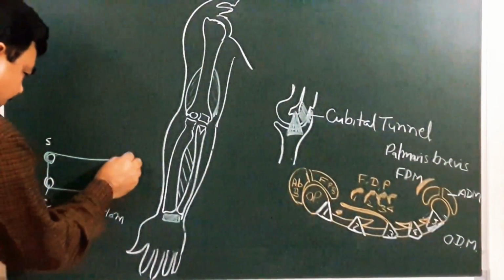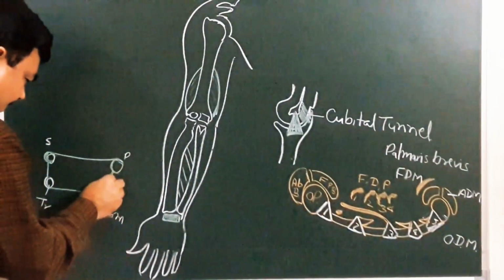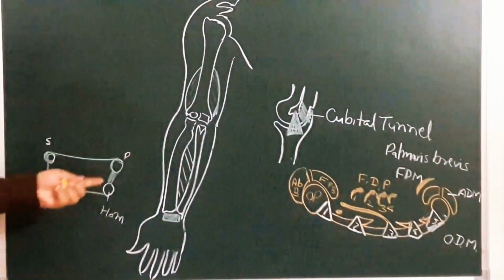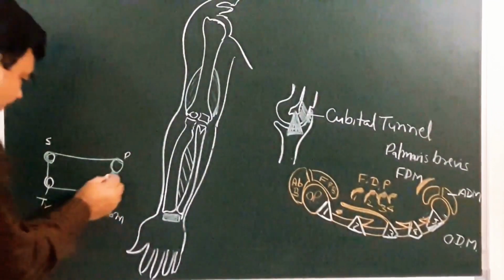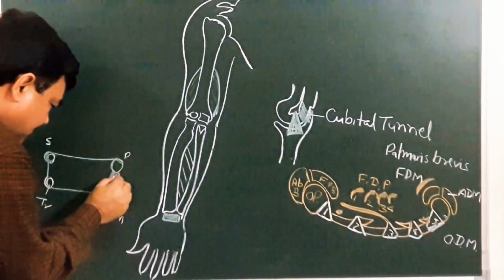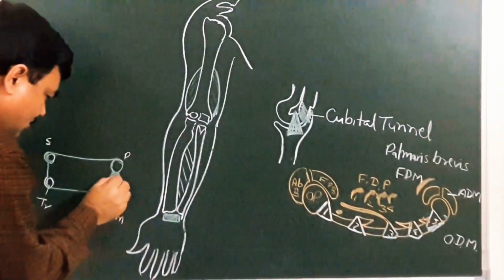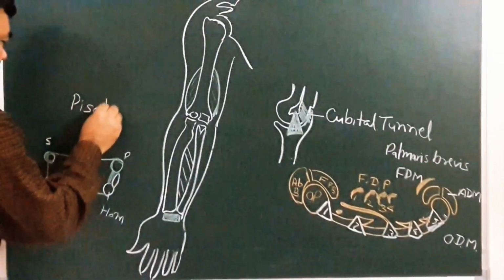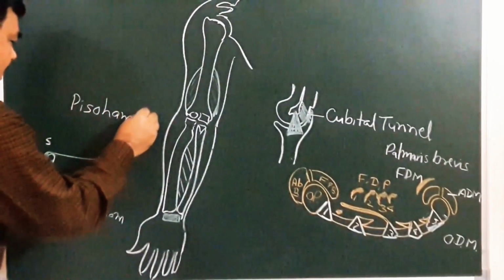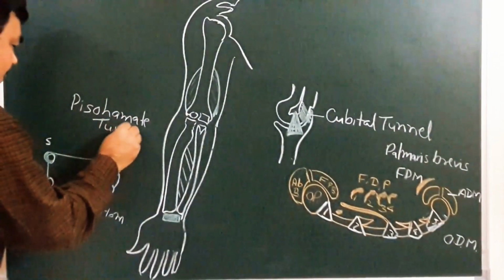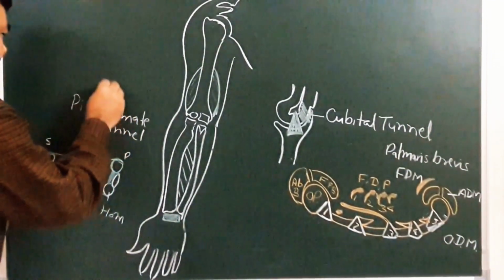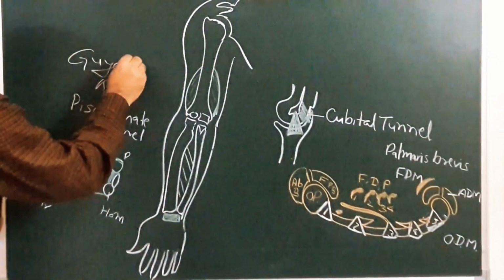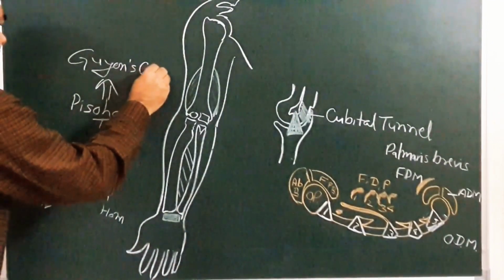Here between the pisiform and hamate, the pisohamate ligament is present, and deep to this a tunnel is formed. This tunnel is known as the pisohamate tunnel. It is also known as Guyon's canal.